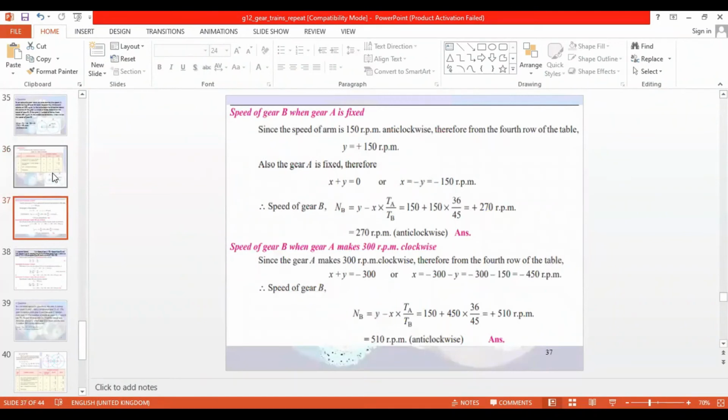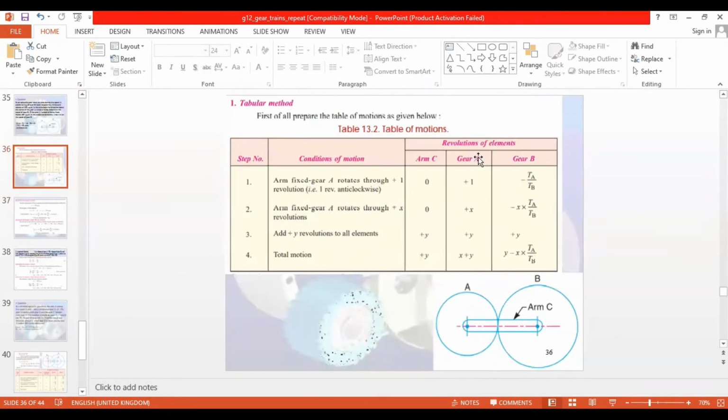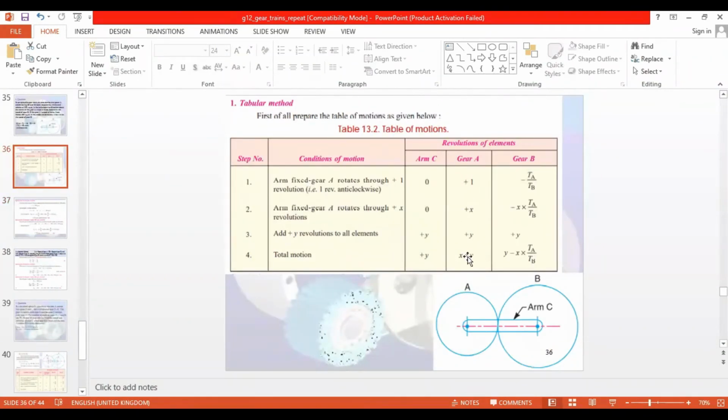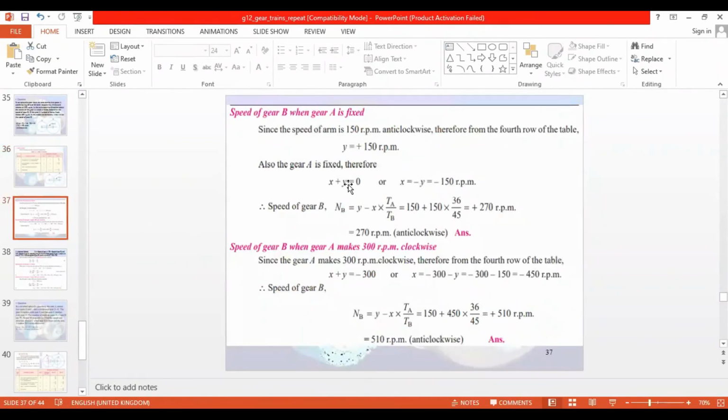Also, gear A is fixed. Here, gear A making one rotation, gear A making X rotation, this is for arm C, and this is the total motion of gear A. But gear A is fixed, so it does not have any movement. So X plus Y is equal to 0, right? The motion of gear A is X plus Y, but it is 0. It is not making any movement. So X plus Y is equal to 0. From this, X is equal to minus Y. Y I know already, that is 150. If I substitute this 150, I will have X is equal to minus Y, which is equal to minus 150.